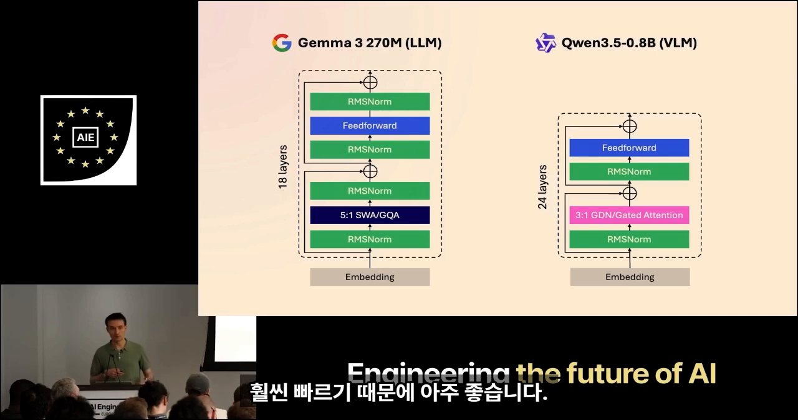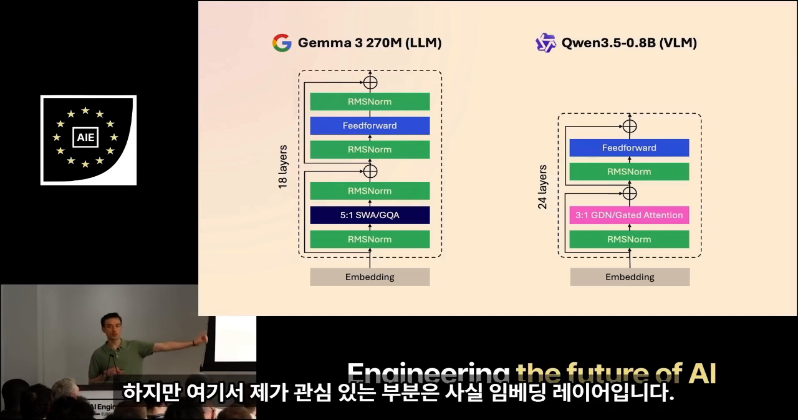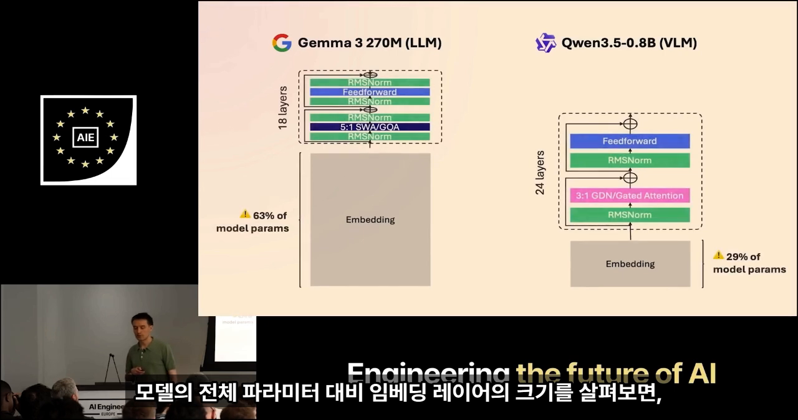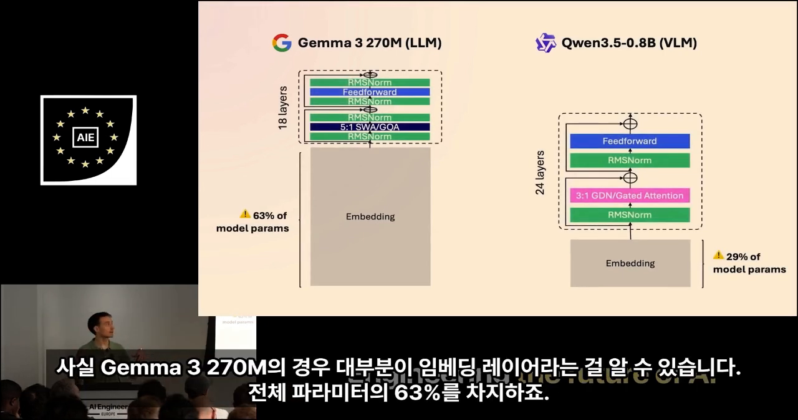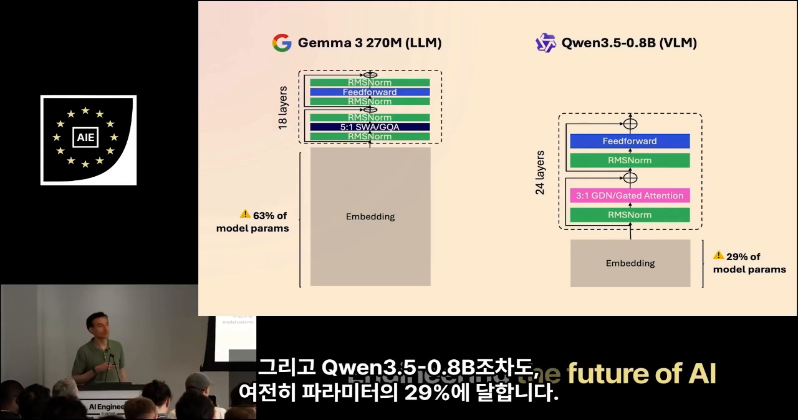This is great because this is a lot faster. But what I'm interested in here is actually the embedding layer. Because if you look at the size of the embedding layer compared to all the parameters of the model, you see that Gemma 3 270M is mostly an embedding layer. It's 63% of the total parameters. And even Qwen 3.5 0.8B, it's still like 29% of the parameters.